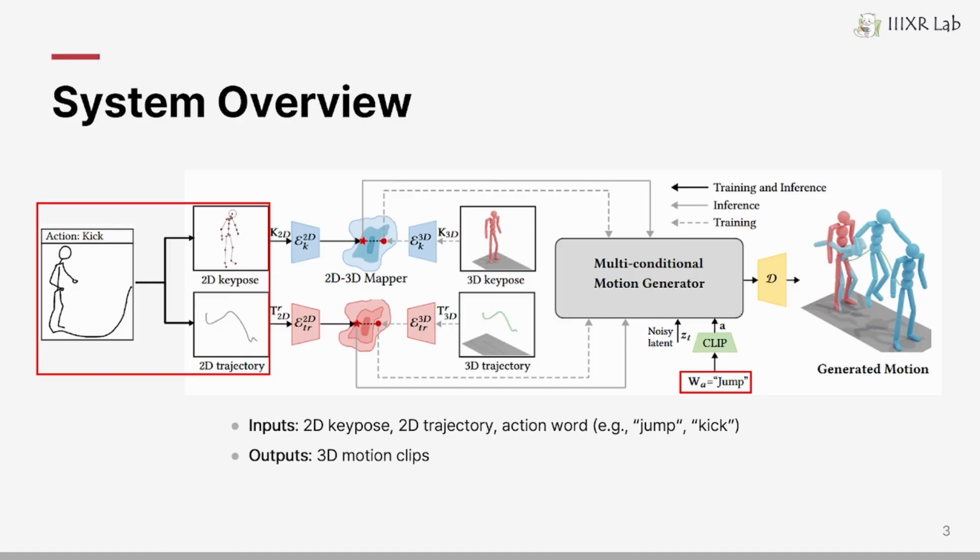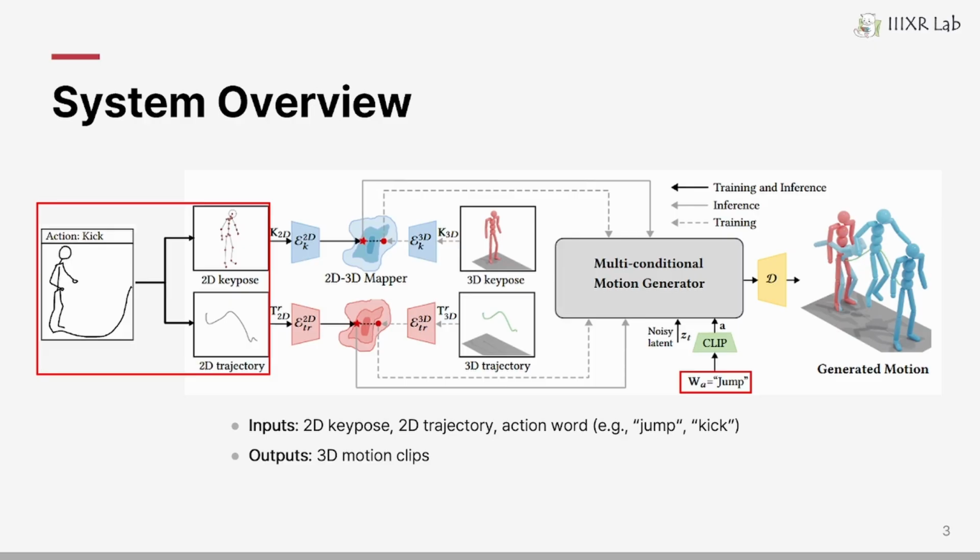The proposed system, Sketch to Anim, takes storyboard sketches as input and generates 3D motion clips as output. Each input consists of 3 elements: a 2D key pose, a 2D trajectory, and an action word, such as jump or kick. The system then produces corresponding 3D motion clips that reflect these inputs.